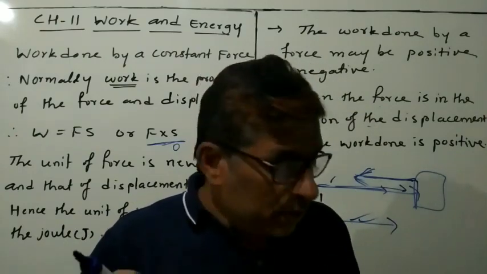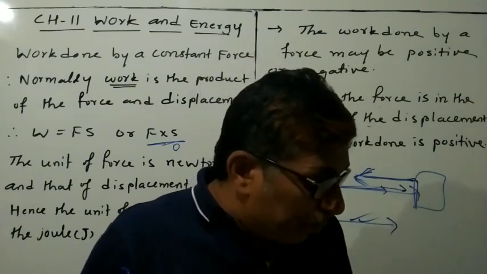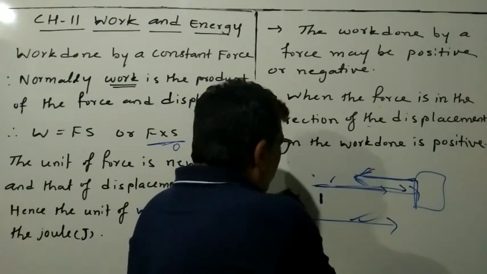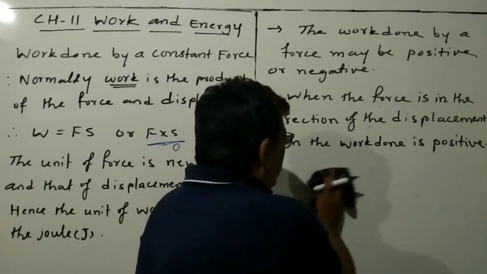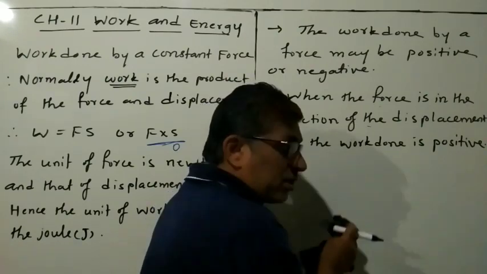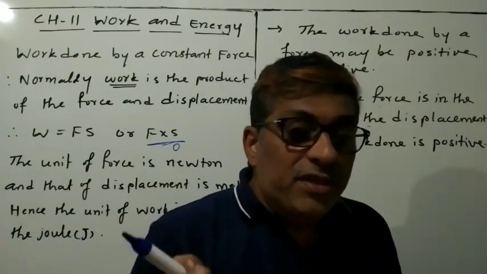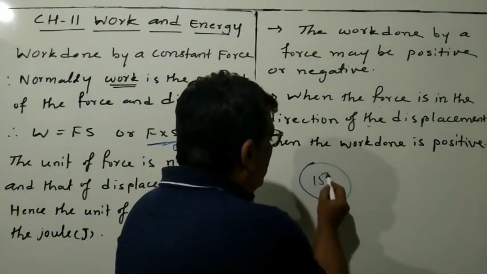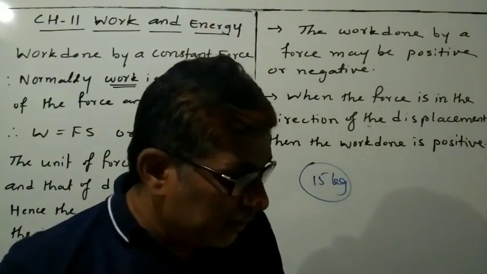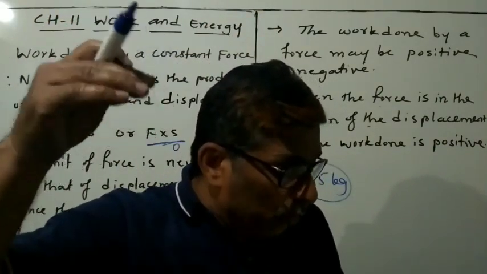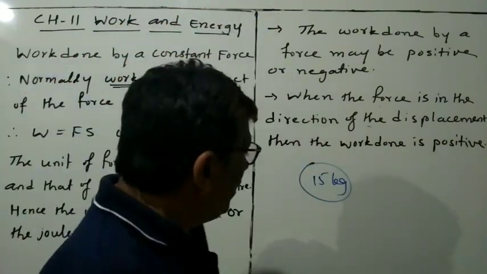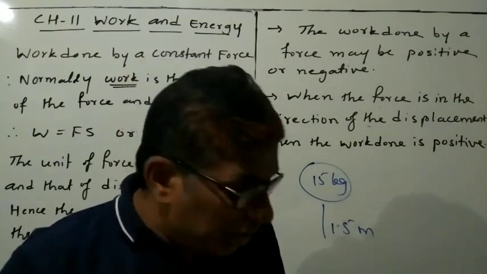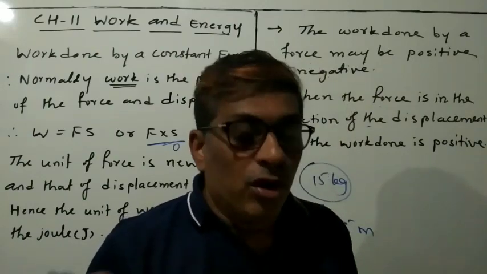For example, a porter lifts a luggage of 15 kg from the ground. You know that at the railway station, porters are lifting luggage. So a porter lifts luggage of 15 kg, raising it upwards from the ground and putting it on his head 1.5 meters above the ground. Then calculate the work done by him on the luggage.